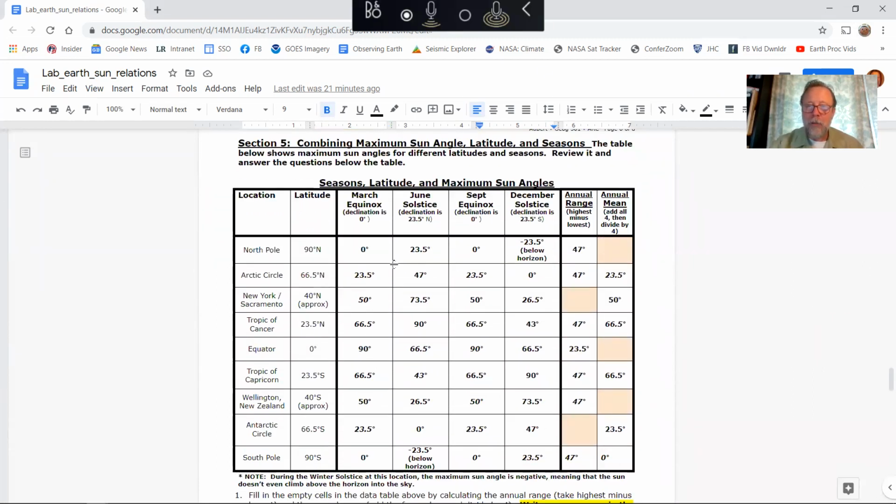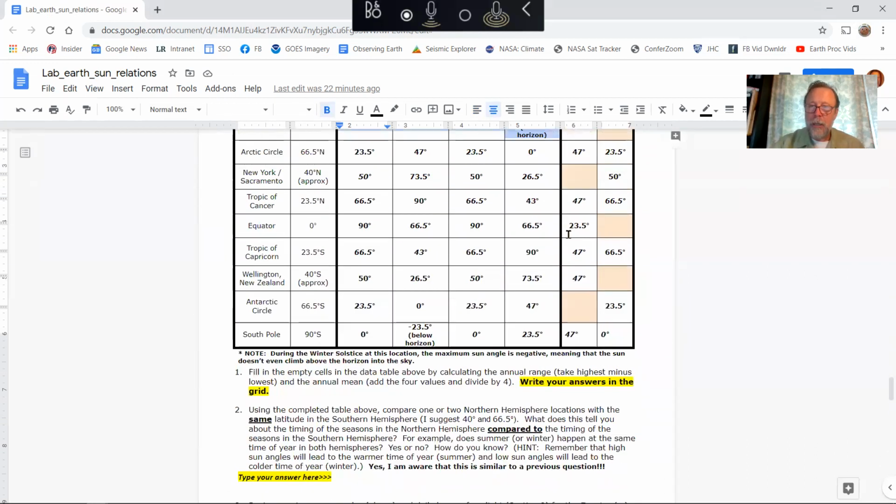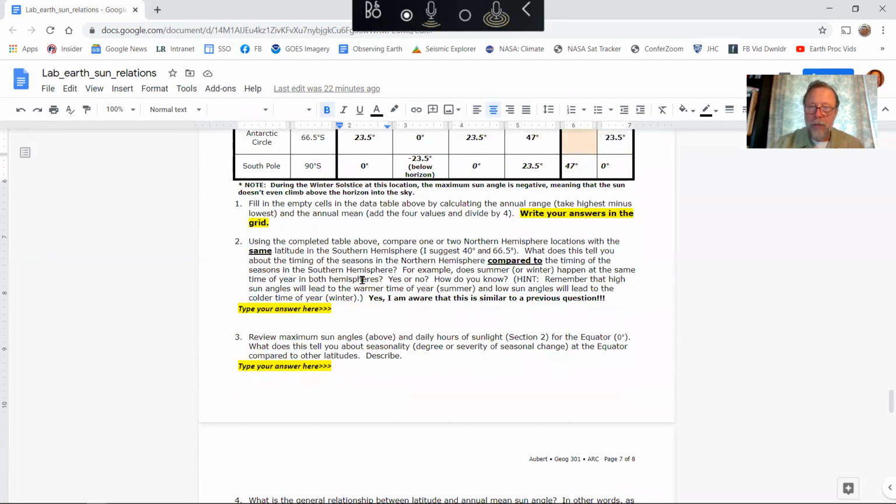And then I give you an entire grid of maximum sun angles at different locations and different times of year. This matches what you saw before. So you can tell how high the sun gets in the sky. Look at the equator. Those are some of the highest numbers on the grid. Okay, the sun gets high in the sky at the equator. Look here at the Arctic Circle. Those are some low numbers. Look at the North Pole. Those are really low numbers compared to the rest of the grid. So you're going to, again, calculate the ranges and the means following the directions. And this time I only made you complete a few of them. And then you're going to answer questions.